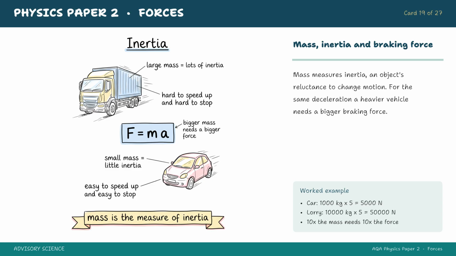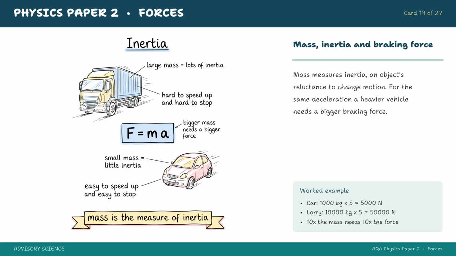Because the lorry is 10 times heavier, the mass proves it needs 10 times more braking force to slow down at the same rate. In the exam, if the lorry is overloaded with cargo, its mass increases, and that means it needs even more braking force to stop.